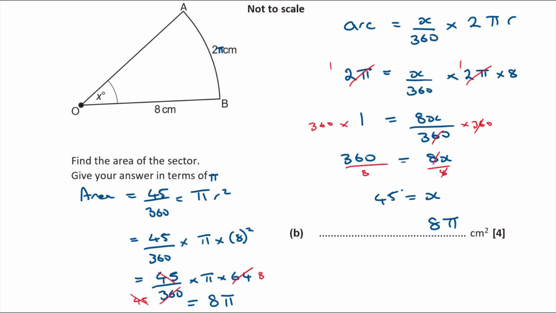Alternatively, you could have multiplied all that and divided that. That would be horrible. So just looking for common factors to cancel is the way to go on these. Okay, so I get 8 pi.